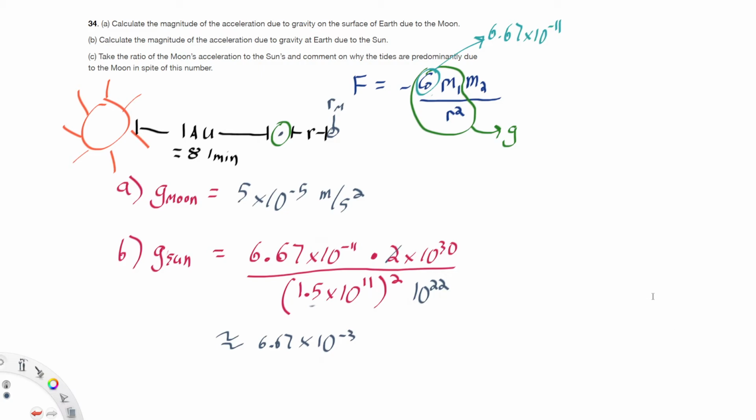Well, it can't be times 10 to a positive number, because it has to be smaller than 10, right? Since the acceleration due to gravity on the Earth's surface is 10, and the effect of the sun has to be smaller than that.